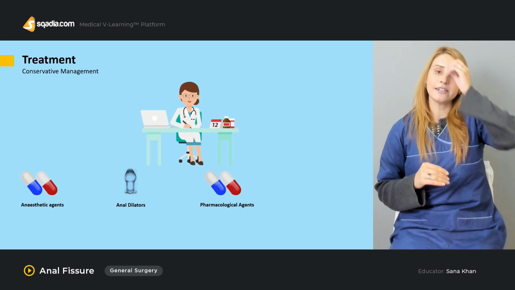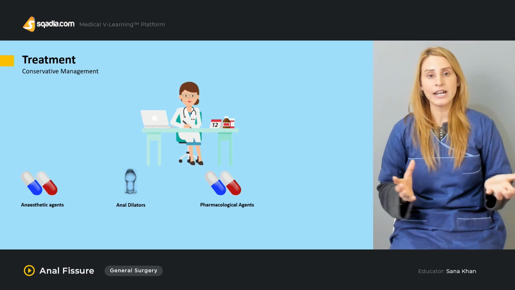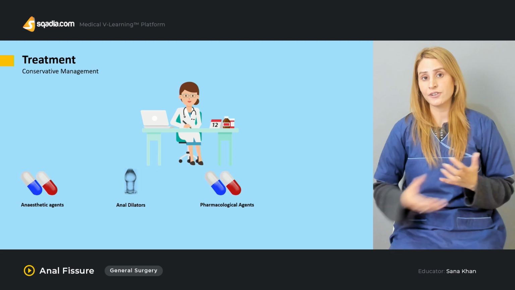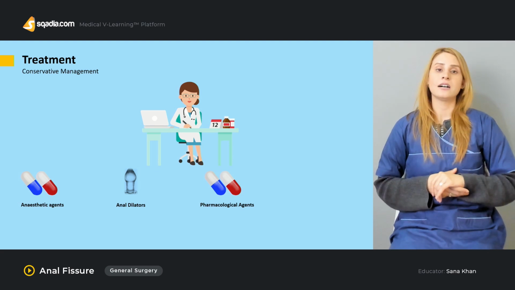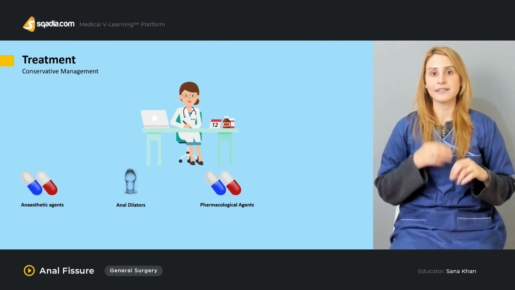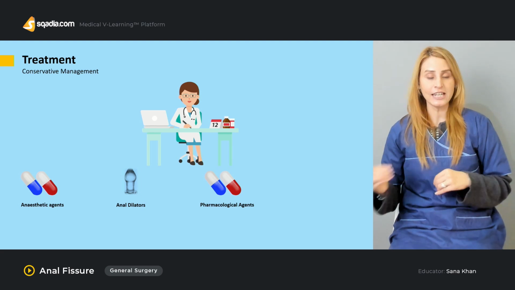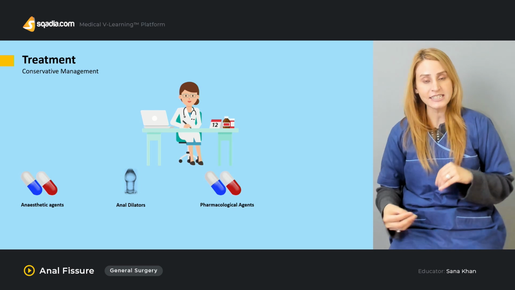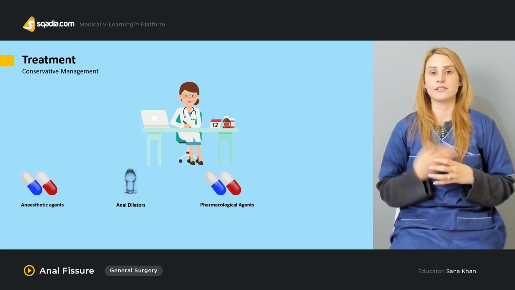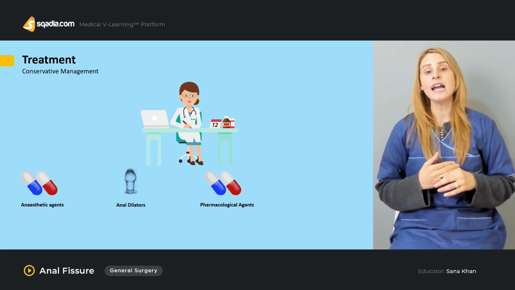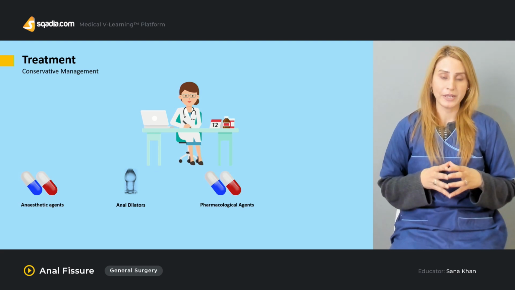So the vasodilators like the glyceryl trinitrates are used, and there are topical applications available in the form of 0.2% GTN, which is glyceryl trinitrate paste, and this paste is applied twice or thrice daily, depending upon the condition of the patient.